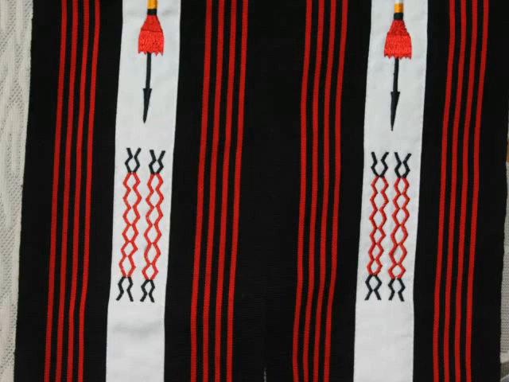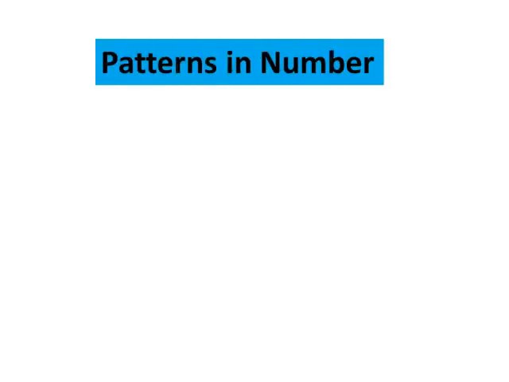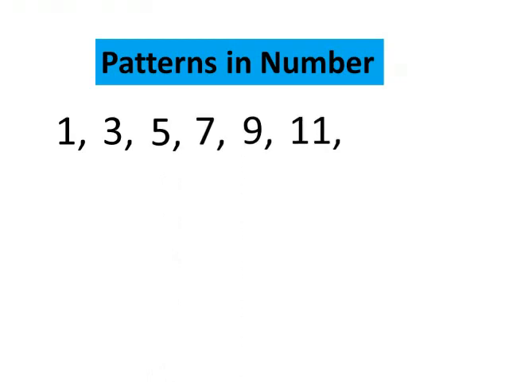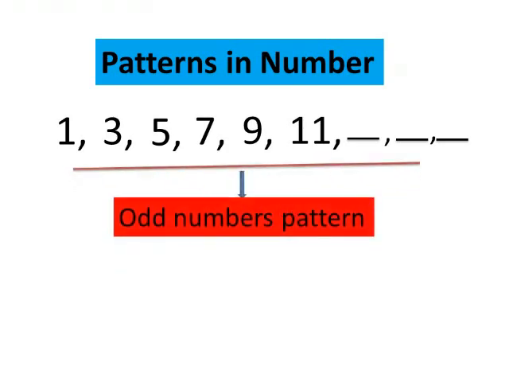Let us try to understand patterns in number. For example, 1, 3, 5, 7, 9, 11, and so on. Here, the numbers are arranged in a particular order and each number is skipped by 2's. So, the above arrangement is called odd numbers pattern.